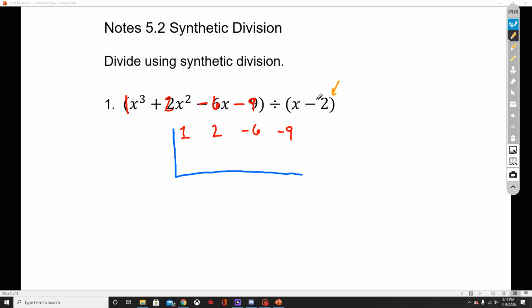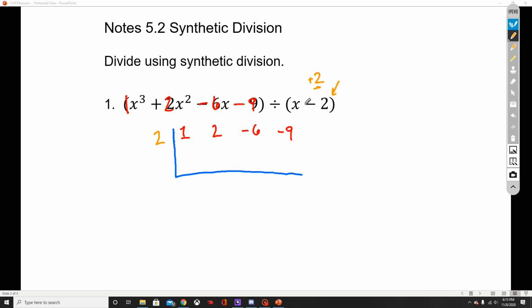The number that we're going to use is the zero of this. If this were a factor, the zero would be 2. It'd be positive 2, because 2 minus 2 is 0. So it's essentially always going to be the opposite of the number that you see here. X minus 2, we're using the number 2. And what are we using that for? We're going to put it on the outside of the blue division symbol.